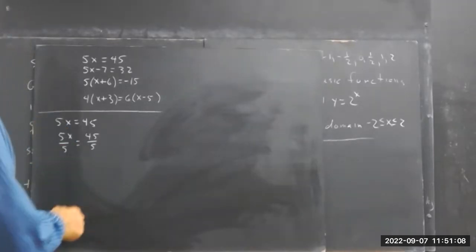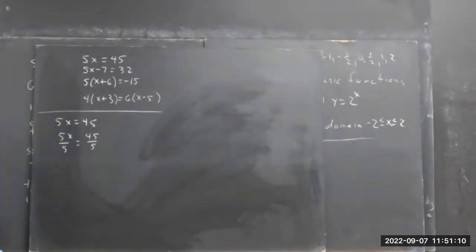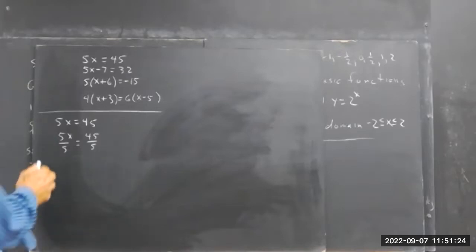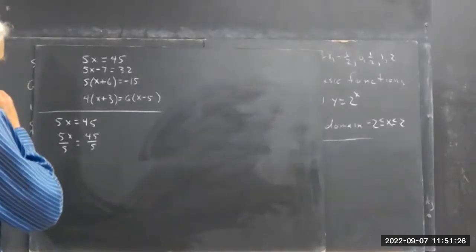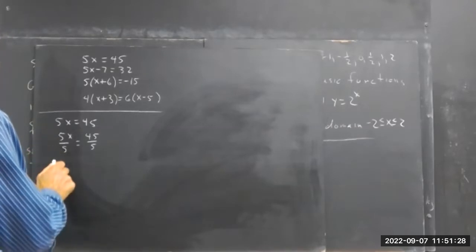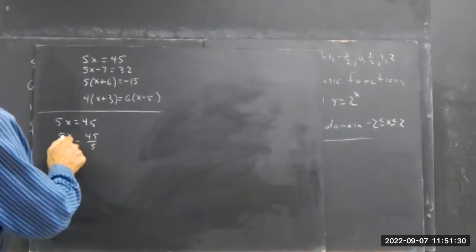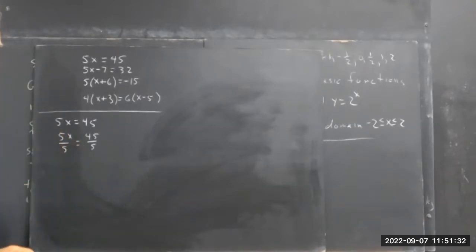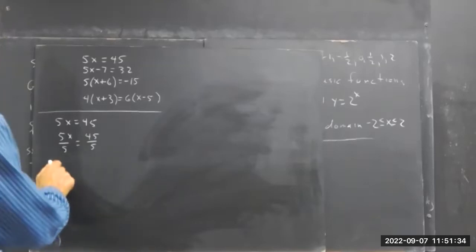Now, people will want to cross out the 5s. I don't like that because people cross things out wrong. I mean, there's an epidemic of it. If it was a dangerous virus, it would wipe out civilization. So to understand why 5x over 5 is equal to x, you just write it out.